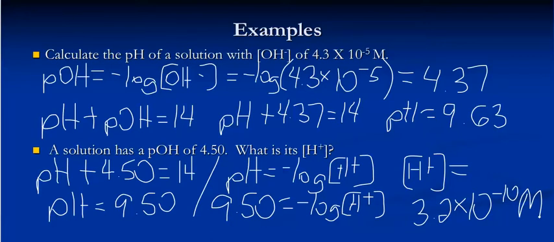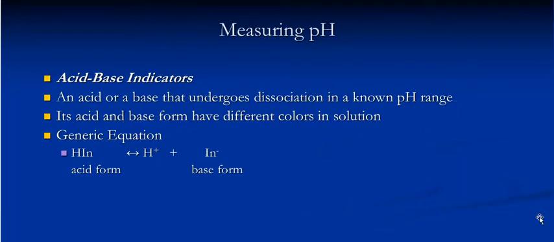So some of these problems have more than one way to get to the correct answer, but again, the hardest part for most is just putting it into your calculator to get the correct answer. So how do you measure pH? Well, you can use an acid-base indicator, which is an acid or base that undergoes dissociation in a known pH range, and the acid and base forms have different colors in solution.